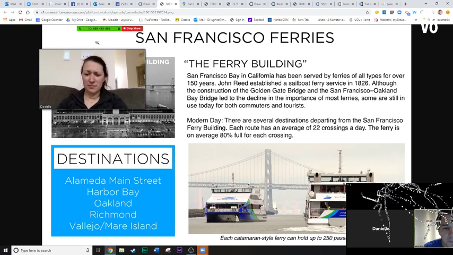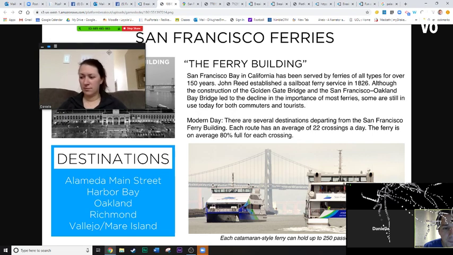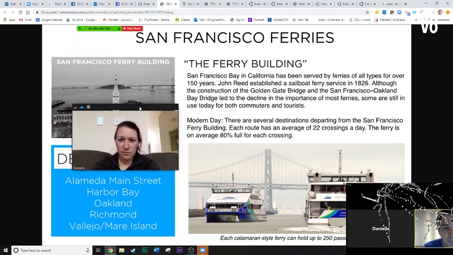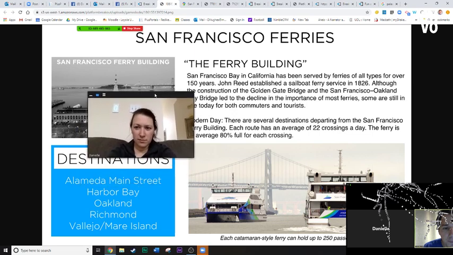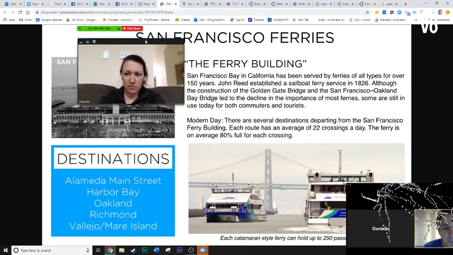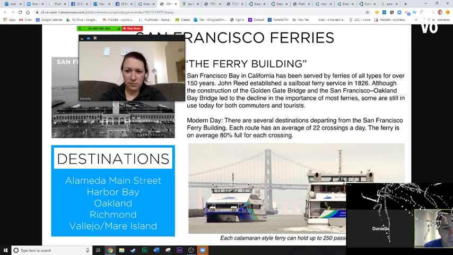Wow, that's cool. Okay, so the ferry building. San Francisco Bay in California has been served by ferries, all types, for over 150 years. John Reed established a sailboat service in 1826, although the construction of the Golden Gate Bridge and the San Francisco-Oakland Bay Bridge led to the decline in the importance of most ferries. Some are still in use today for both commuters and tourists. Modern day, there are several destinations departing from San Francisco Ferry Building. Each route has an average of 22 crossings a day. The ferry is on average 80% full for each crossing.